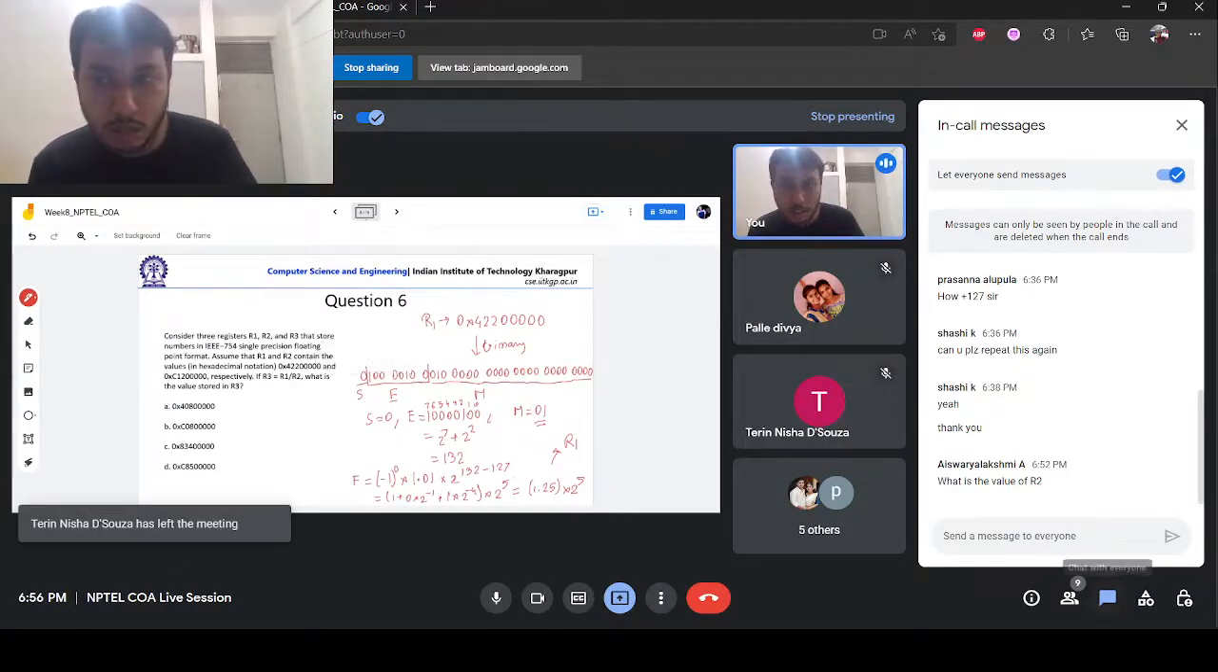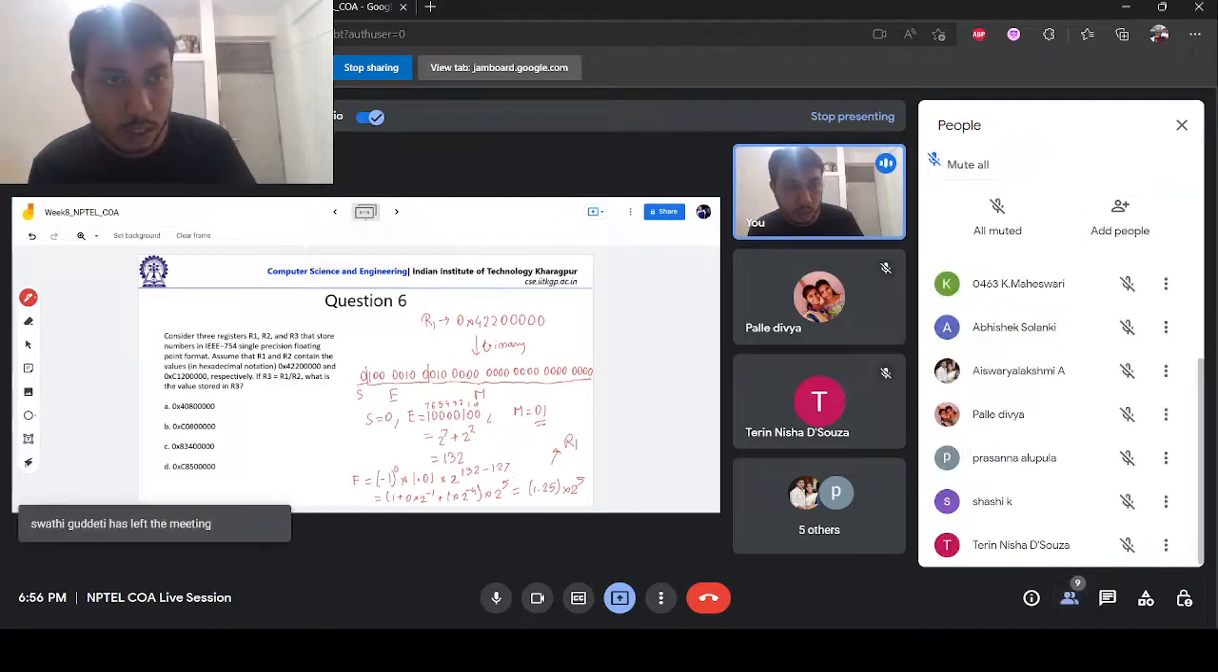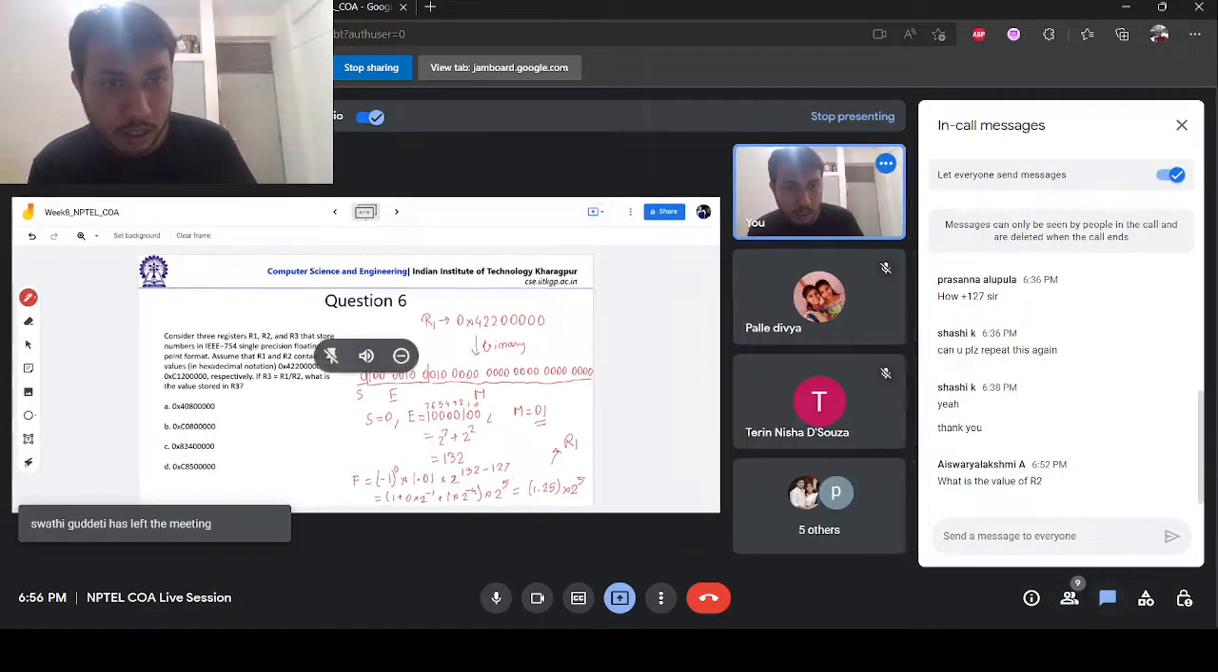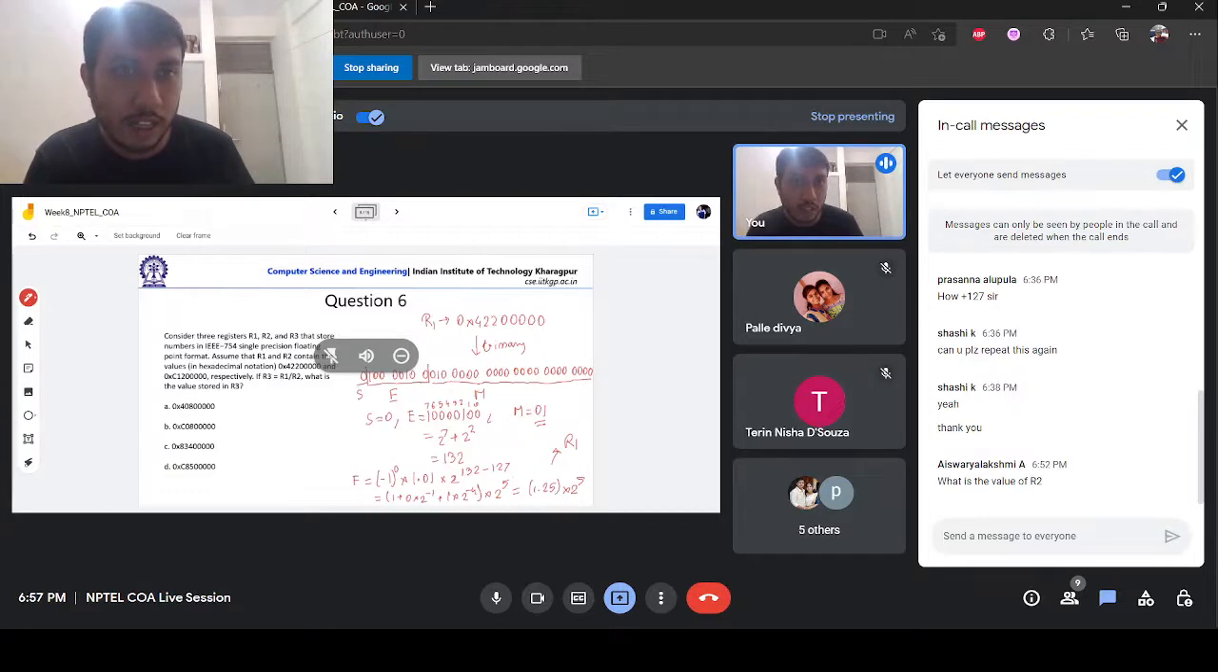So that is the last one regarding these floating point numbers. This is self-explanatory. If you know how we solved questions number 4 and 5, it is similar, and we just solve question number 6.